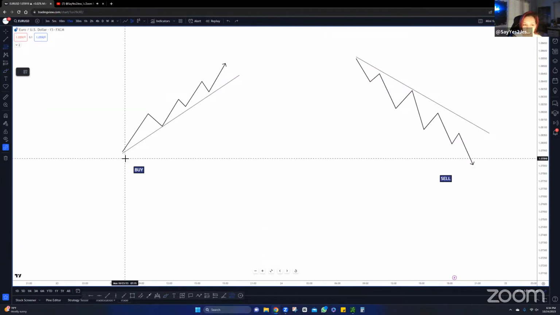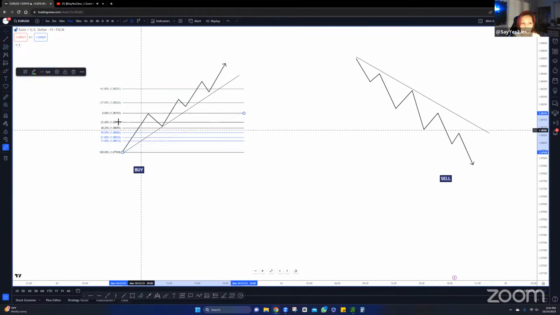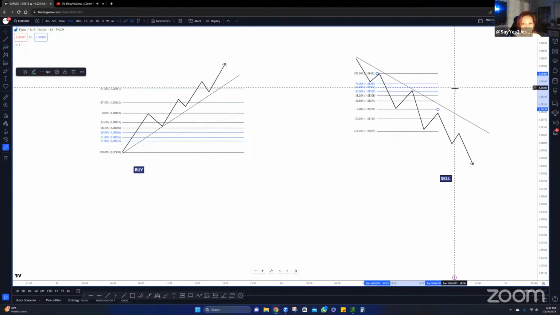To draw your Fibonacci on a buy trend, you're going to take your swing low to your swing high, okay? And I'm going to go over these numbers. For your bearish trend, you're going to draw it from your swing high to your swing low. Now, the goal of this is to measure your retracement.